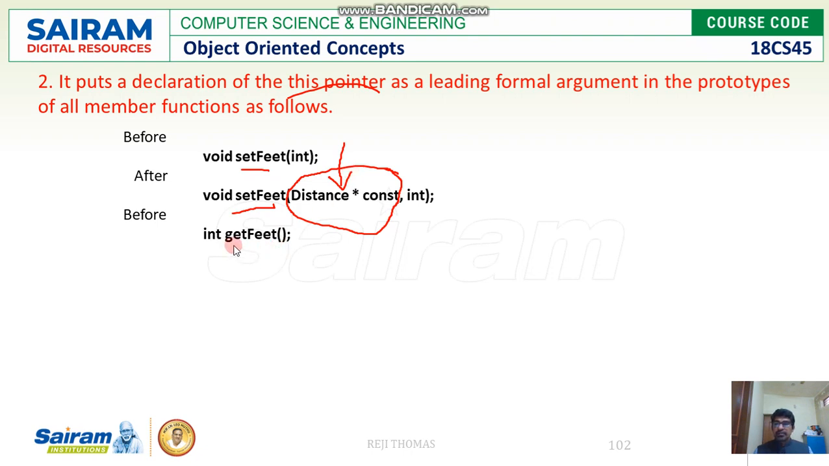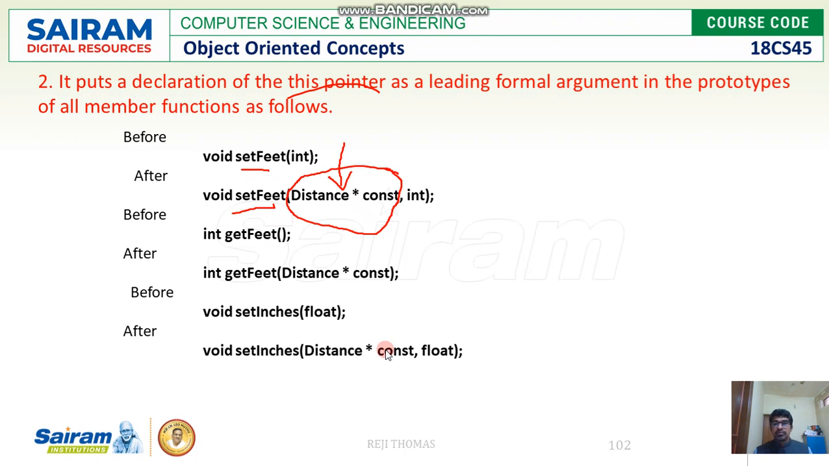See, before it was something like get feet. After this, it will get converted into this format. Your set inches initially will be like this, which will get converted into this format. So it puts the declaration of this pointer as the leading formal argument, which is going to be the first argument in the function prototype. Everything, all prototypes will be redefined with this pointer as the first argument.